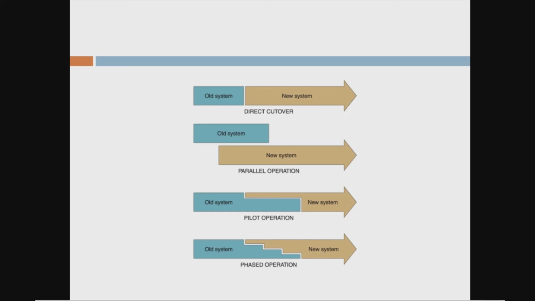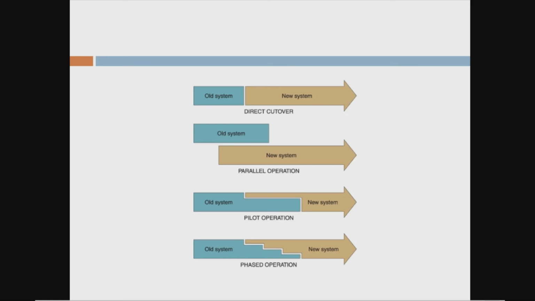Next is the pilot operation. We have the old system and then we have the new system. In the new system, we have several modules. So in the pilot operation, we test. We try to test the first module. If the first module is okay, then we add another module here. And then after everything is okay, the new system will be used, and there is no more old system. This one is the pilot operation.